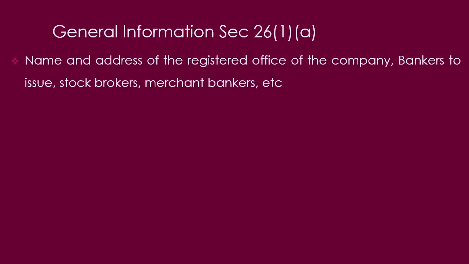First one, general information, which is specified under section 26, 1A. So here, the first major important information is the name and address of the registered office of the company, bankers to issue, stockbrokers, merchant bankers, etc. So here, name and address of the registered office of the company, of course, inevitable. The bankers to issue. So it's a little different here. Bankers to issue. For every issue, the entire process will be managed by a banker.